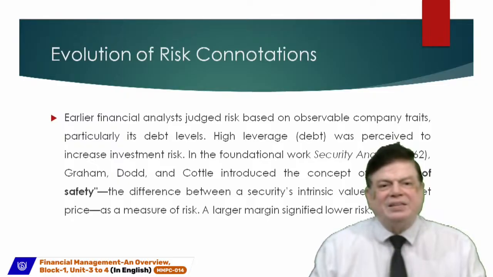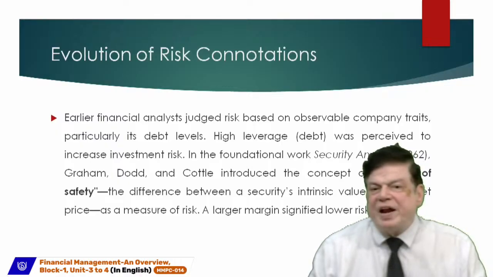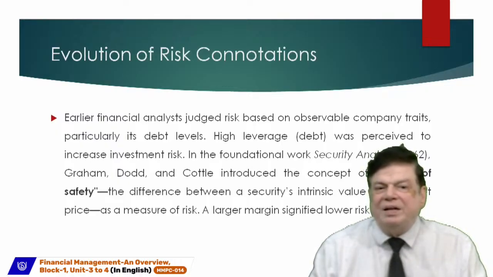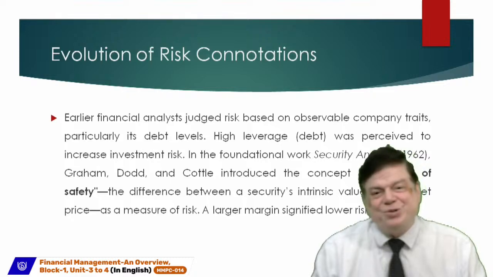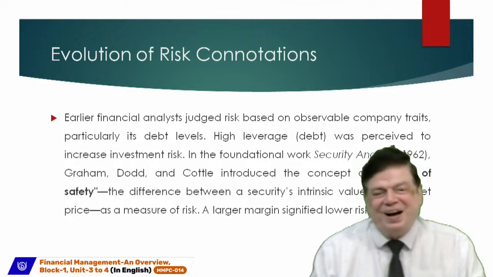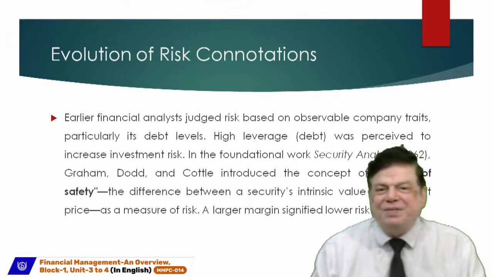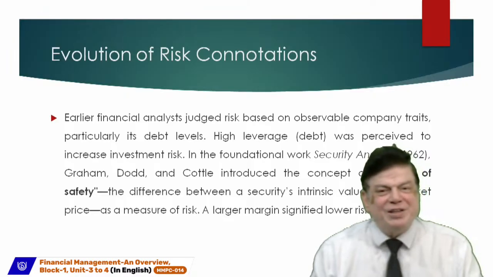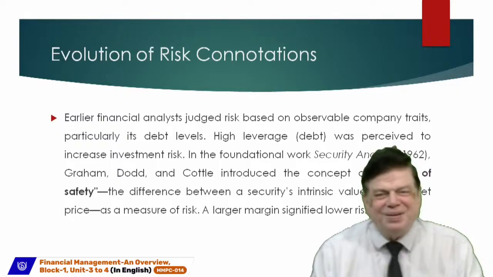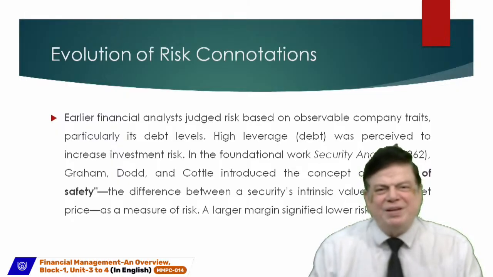Earlier financial analysis judged risk based on observable company traits, particularly its debt levels. Debtors not paying money, those become bad debts. That used to be the risk earlier. High leverage was perceived to increase investment risk. People used to think that in the balance sheet, if there are more debtors and liabilities, the company has to give money. So they used to feel that the company is not good, and they never used to invest in that.